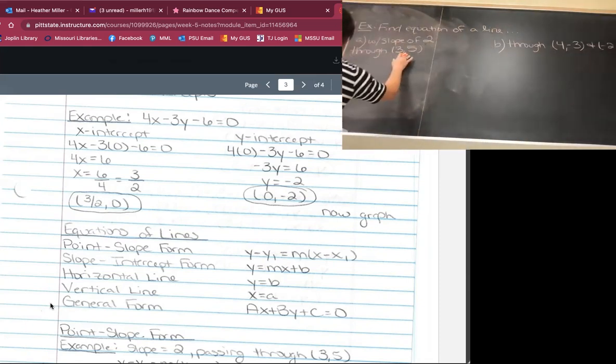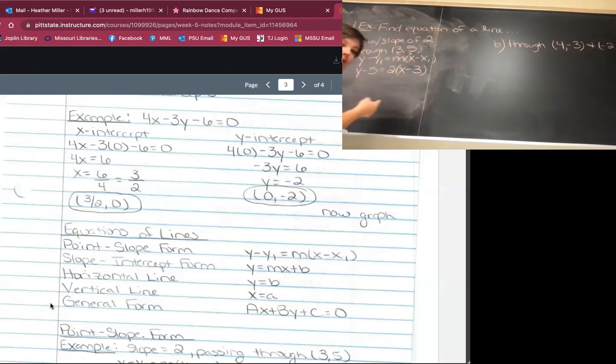So this one gives me the point and it gives me the slope. And I know that my point slope form is y minus y1 equals m times x minus x1. So I'm going to substitute in the values that I know. My point is x1, y1. So y minus 5 equals m, which is my slope. My slope is 2, times x minus x1, which is 3.